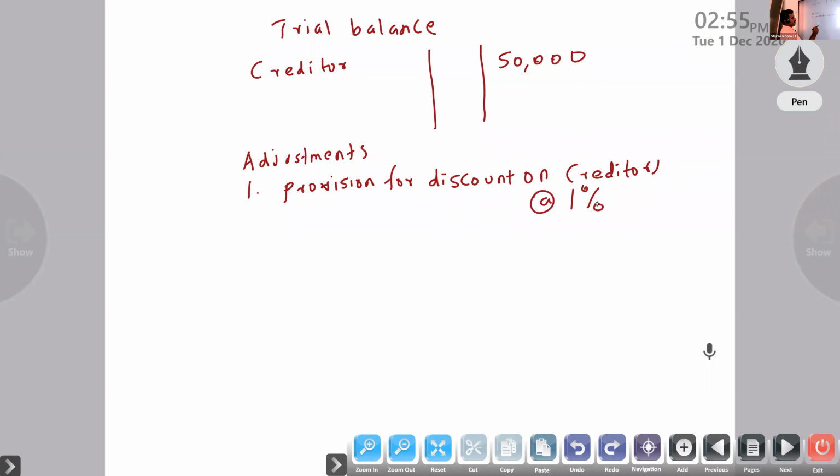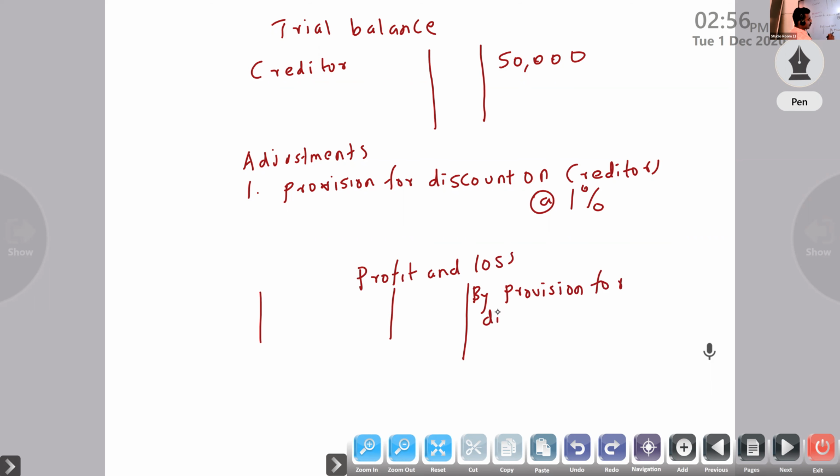So what is the effect? Whenever we prepare the profit and loss account, on the credit side we show provision for discount on creditors. For calculating provision for discount on creditors, no need to deduct further bad debts. Provision for discount on debtors means sundry debtors minus further bad debts minus new provision, into percentage. No need for that here. Creditors, so 50,000 on the base of creditors only, into 1%.